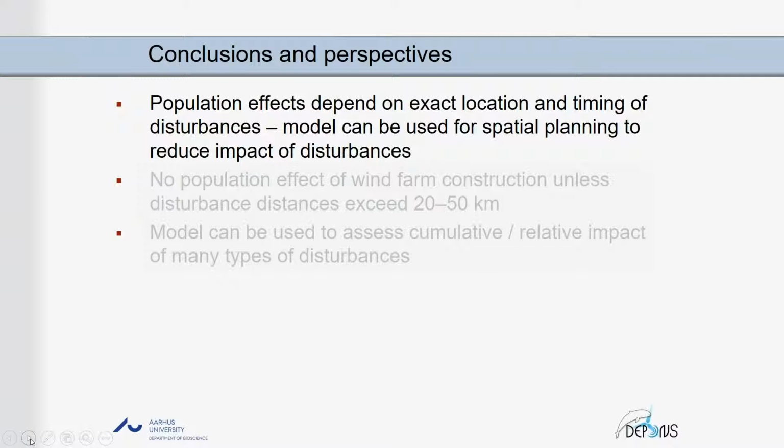So to summarize everything, population effects depend on the exact location and timing of disturbances. So you need a modeling framework where the disturbances are spatially explicit, as Ross also pointed out, and that's the case for individual-based models. This tool can be used for spatial planning to reduce the impacts of disturbances, also locally.